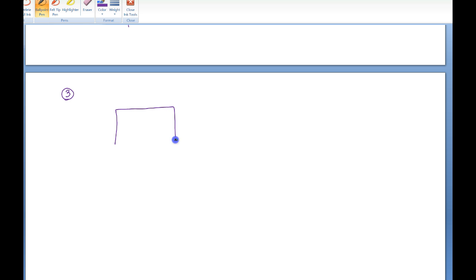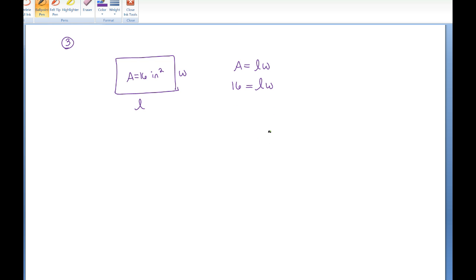So let's draw a picture here. Okay, so the area is 16 square inches. Here's our length, here's our width. We can do length times width. So we have area is equal to length times width, and we know the area is 16. So remember, I can't have two variables. I have to convert one of them and change it into a different variable. It doesn't matter really which one we want to change. Let's say we want to divide by L. So W is 16 over L. So I'll just put that in here.